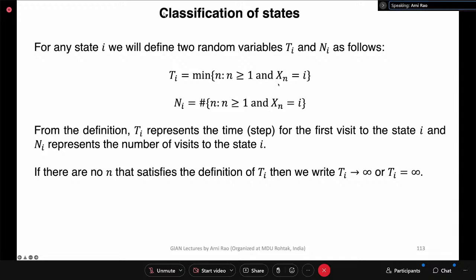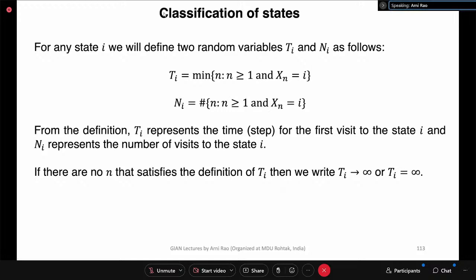Suppose you toss a coin, you keep on tossing a coin, you may never get a head in the first 10 times, and you stop your experiment. After 10 trials, you never obtained the head. So we write in that case Ti equal to infinity. No n satisfies the definition of Ti. Notationally, we write Ti equal to infinity.